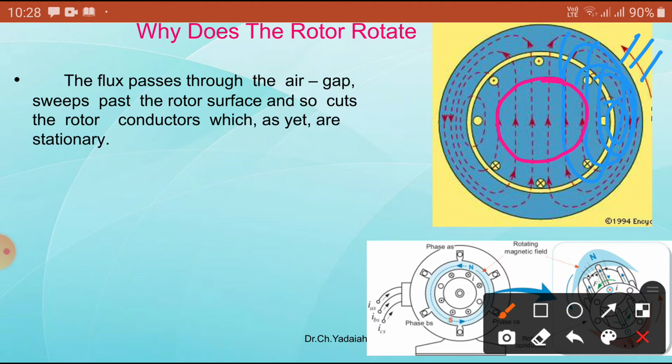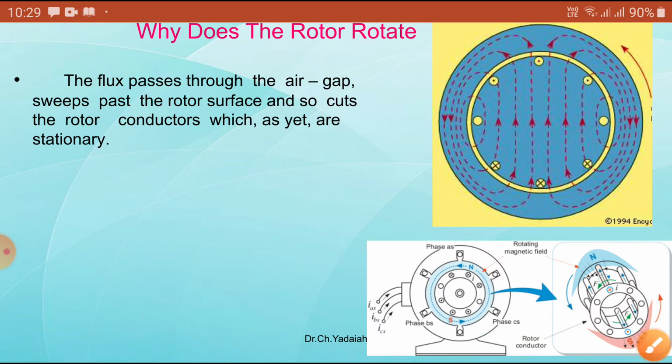Now what happened? It sweeps the rotor conductors. Then the flux is not stationary, it is rotating. Then it cuts the rotor conductors. Then, as per Faraday's laws of electromagnetic induction, it induces an EMF in the rotor conductors.